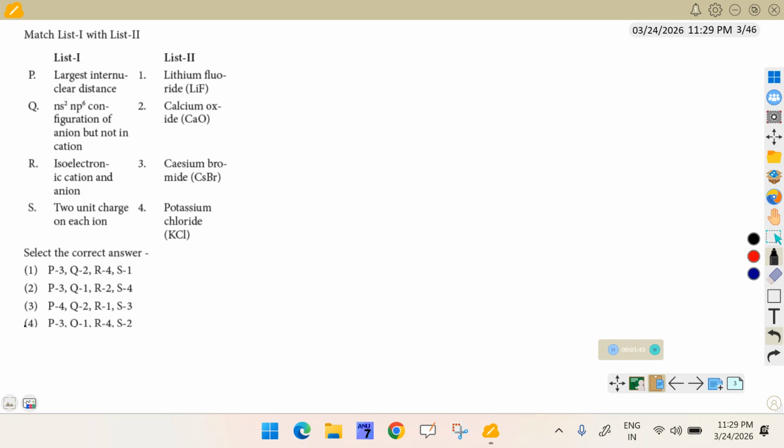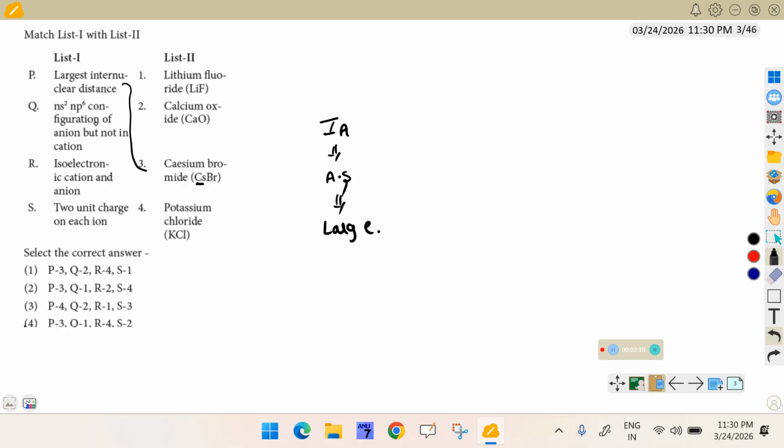Largest internuclear distance. In this, cesium atomic size is large. Group 1A elements have large atomic size. So options 1 and 3. Three options are there.